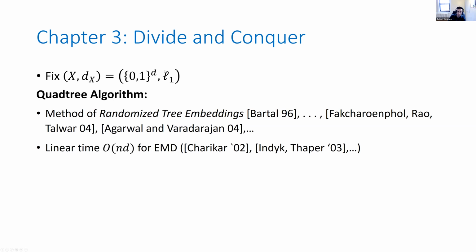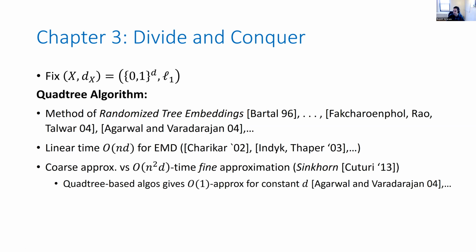Here linear means if you have n points living in the Hamming cube, it's order nd time, and it gives you some matching which satisfies a good approximation for the Earth mover distance problem. This isn't the focus of this talk, but there are fast quadratic time algorithms which give better approximations than these tree embeddings will give. These methods, like the Sinkhorn method, run in, say, n cubed time or n cubed d time. So they run in super quadratic time, but they give you slightly better approximations. Whereas with these tree embeddings, we're thinking of linear time or even near linear time algorithms.